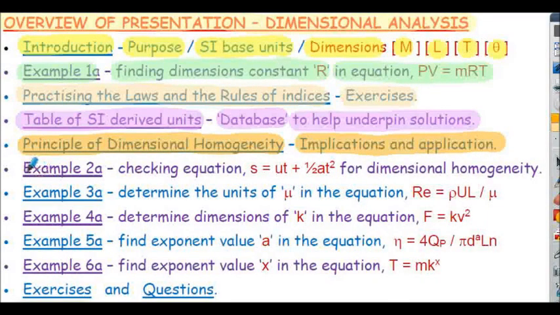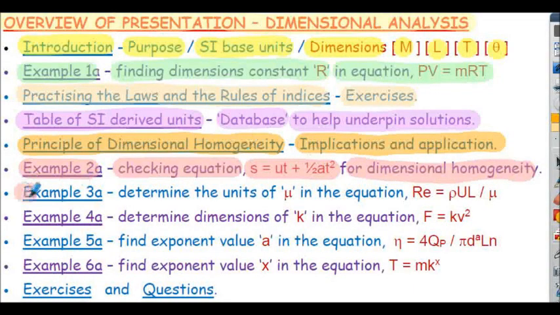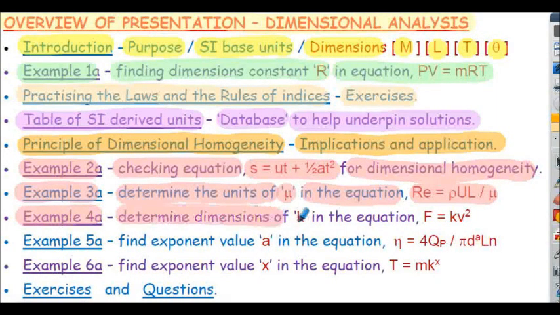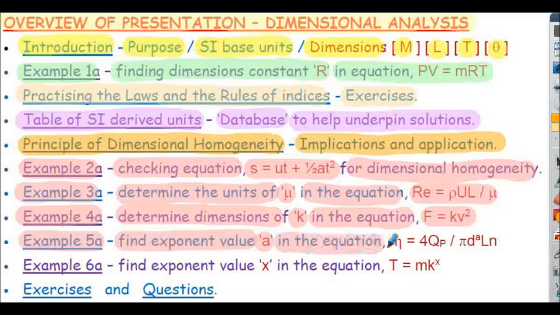Then we have a series of examples. Example 2a, we're checking the equation given here for dimensional homogeneity. Example 3a, we're determining the unit of mu in the equation given, which relates to fluid mechanics. Example 4a, determine the dimensions of k, a constant in the equation F equals kv squared. Example 5a, we find the exponent value of a in the equation shown here.